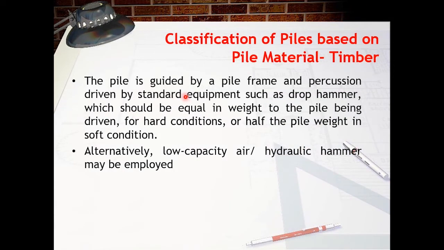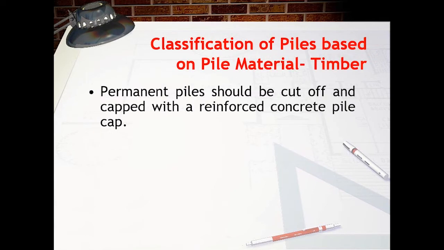The pile is guided by a pile frame and percussion driven by standard equipment such as drop hammer, which should be equal in weight to the pile being driven for hard condition, or half the pile weight in the soft condition. Alternatively, low capacity air or hydraulic hammer may be employed. For the permanent timber piles, it should be cut off and capped with a reinforced concrete pile cap.